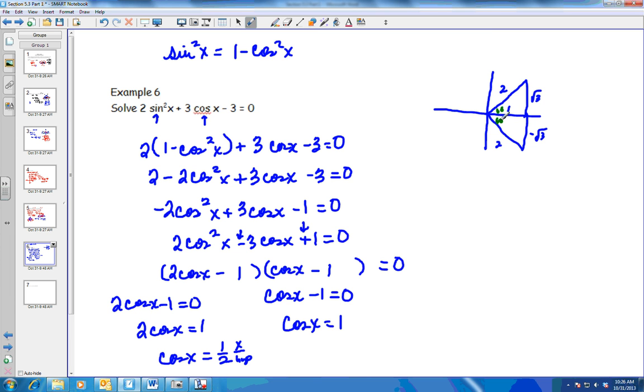And this must be 60. So my first answer is 60, or in radian form, pi over 3. Now, they did not give me an interval. I know that the period for cosine is 2 pi. So my answer must be pi over 3 plus every 2 pi after that.